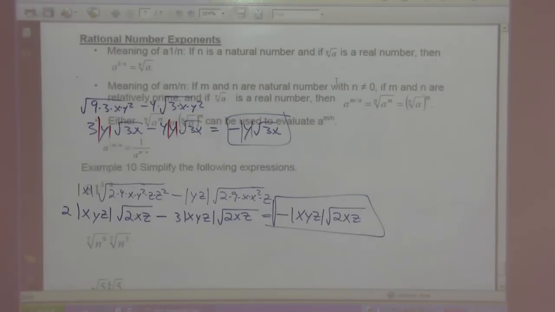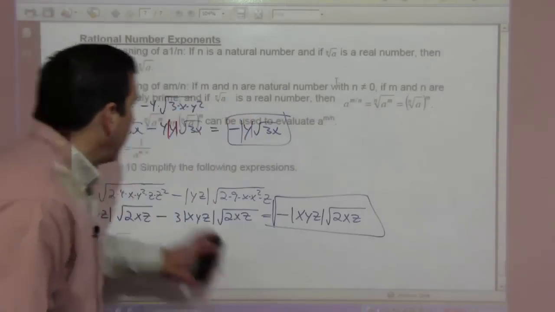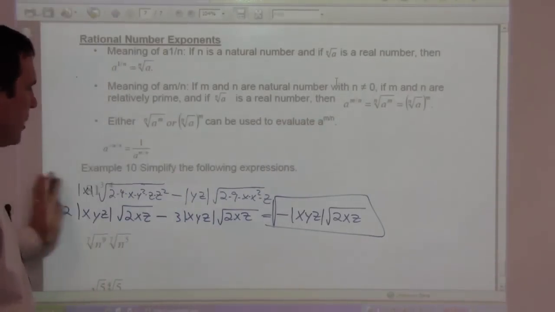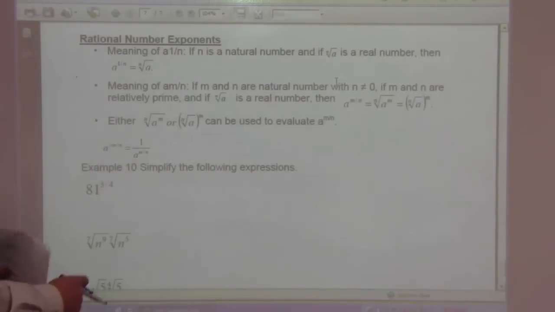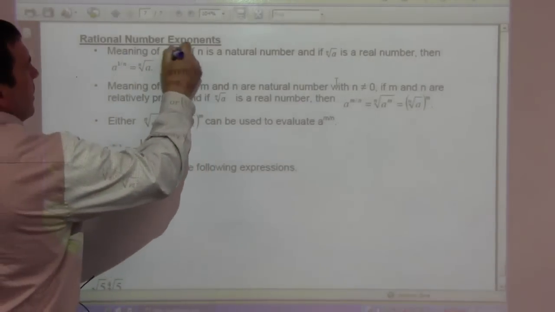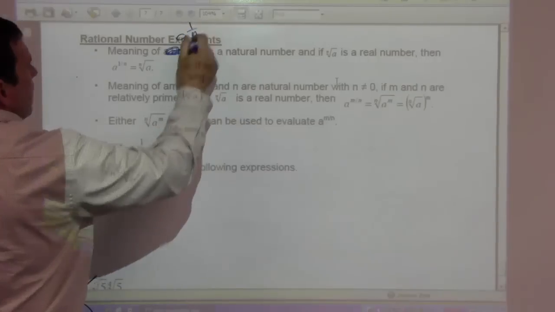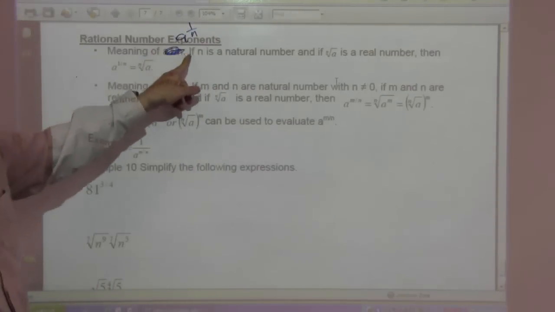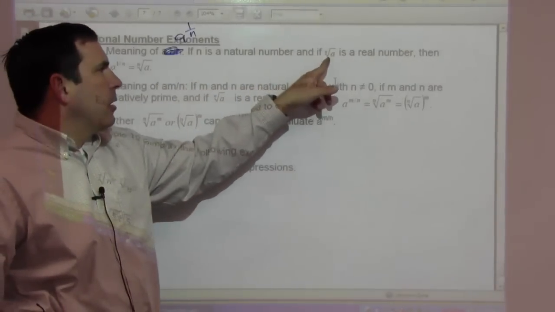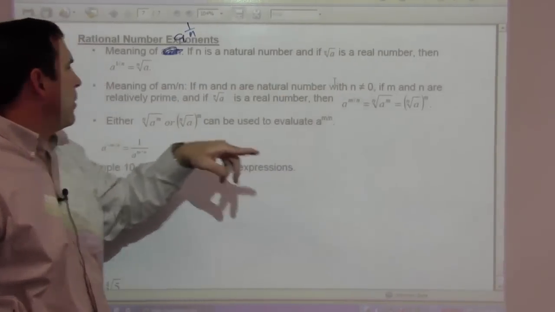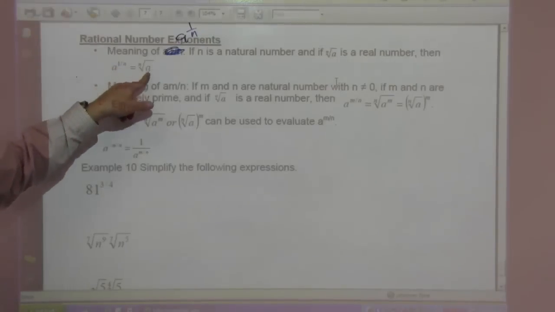Okay, rational number exponents. Rational meaning ratio or fraction. These are when you have exponents that are fractions. This should say a to the 1 over n. The meaning of a to the 1 over n: if n is a natural number, and if the nth root of a is a real number, then a to the 1 over n is the nth root of a.